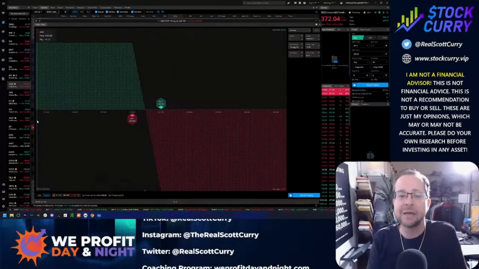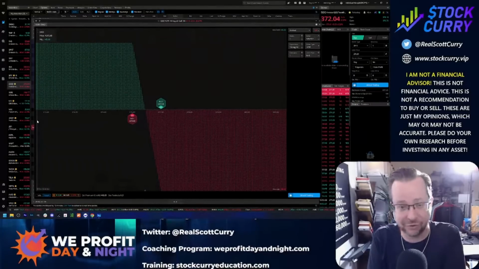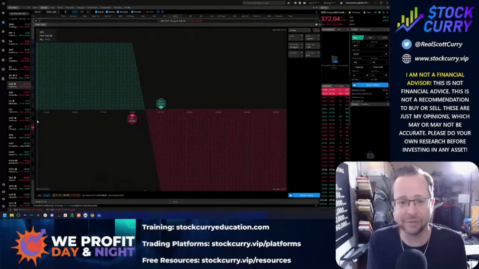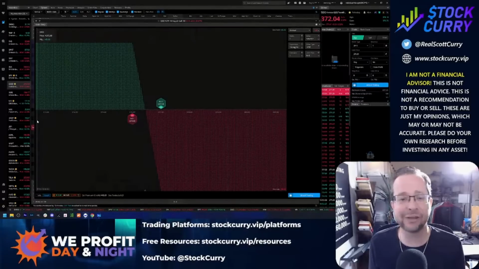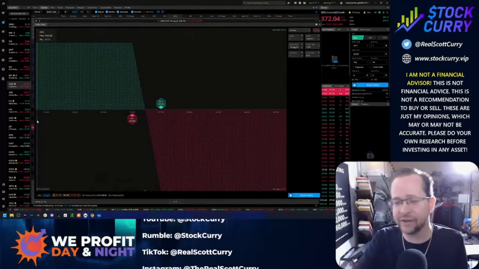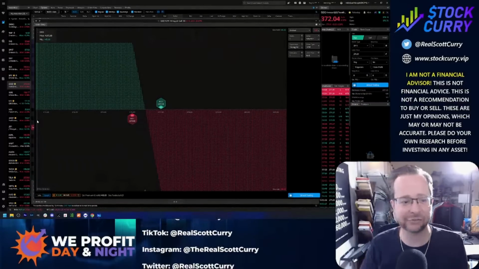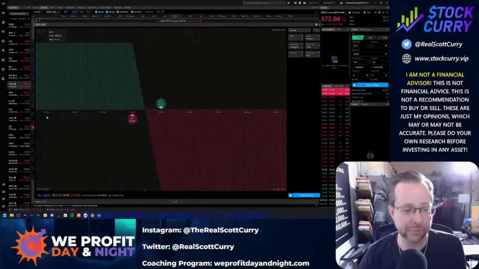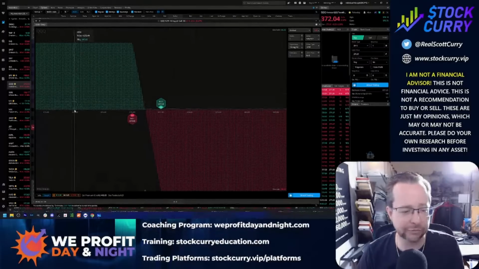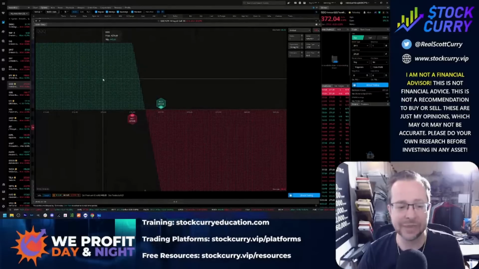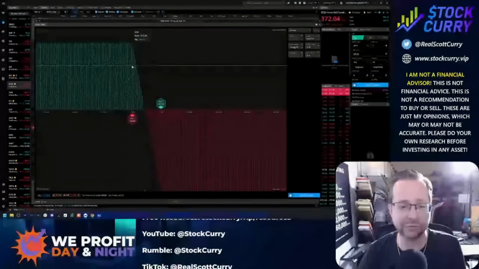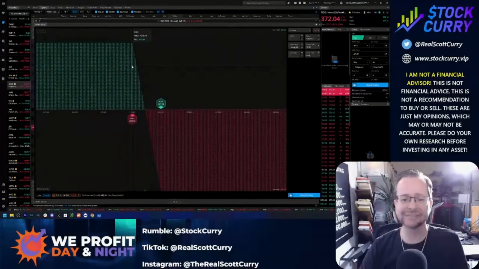But check out the credit call spread, which is also a bearish play. If QQQ goes down 11 bucks, guess what? I make 45 bucks. If QQQ goes down $1, guess what? I make 45 bucks. If QQQ goes flat at $372, guess what? I make 45 bucks. Look at this. If QQQ goes up to 373, I make 45 bucks. If QQQ goes up to 374, 375, 376, I make 45 bucks.